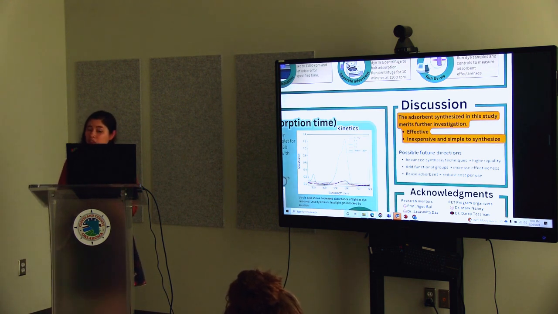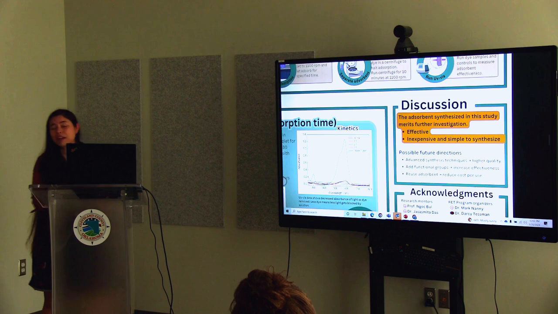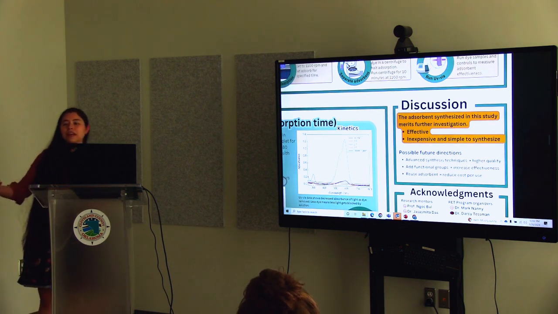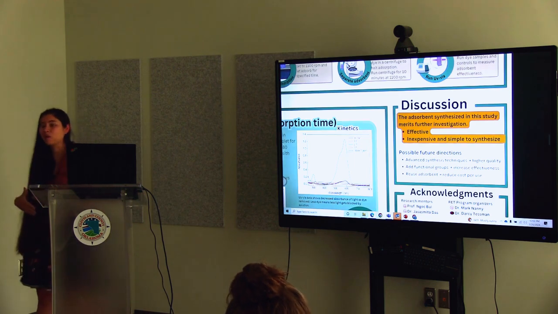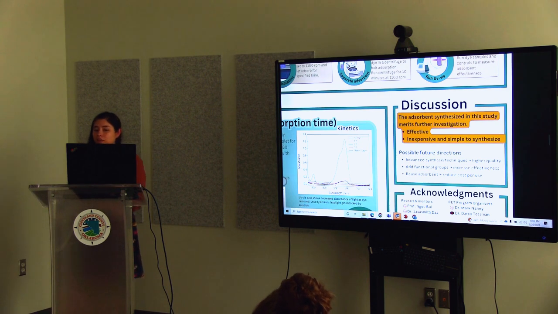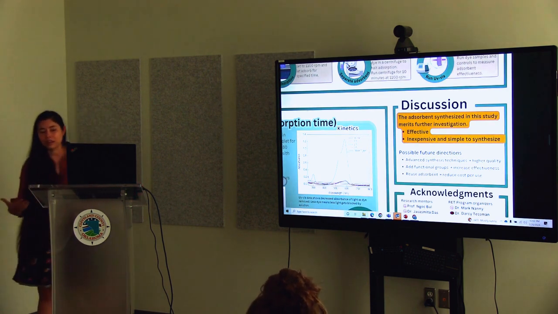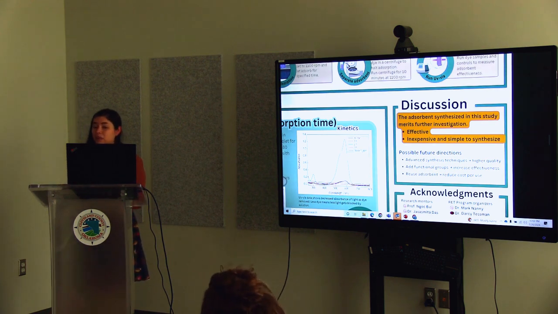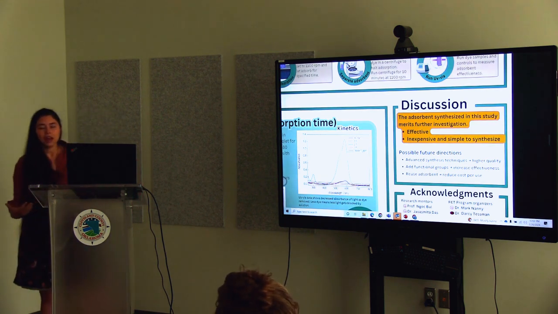For possible future directions, we would want to look at more advanced synthesis techniques. So we could try something a little bit more complicated in terms of synthesis, and that could yield a higher quality product, which may be more effective. We could add functional groups, which is, again, we're looking to increase the effectiveness. So something that's basically little helpers we can add to help target the dye pollutants.